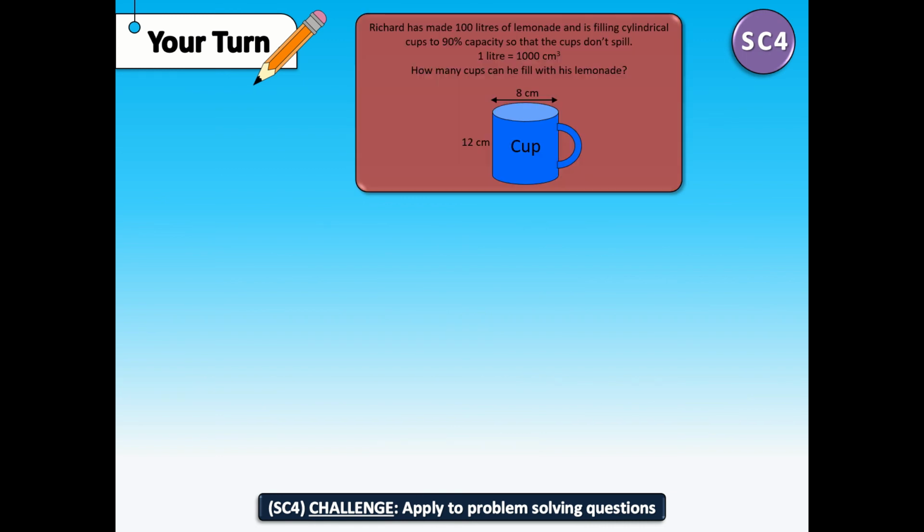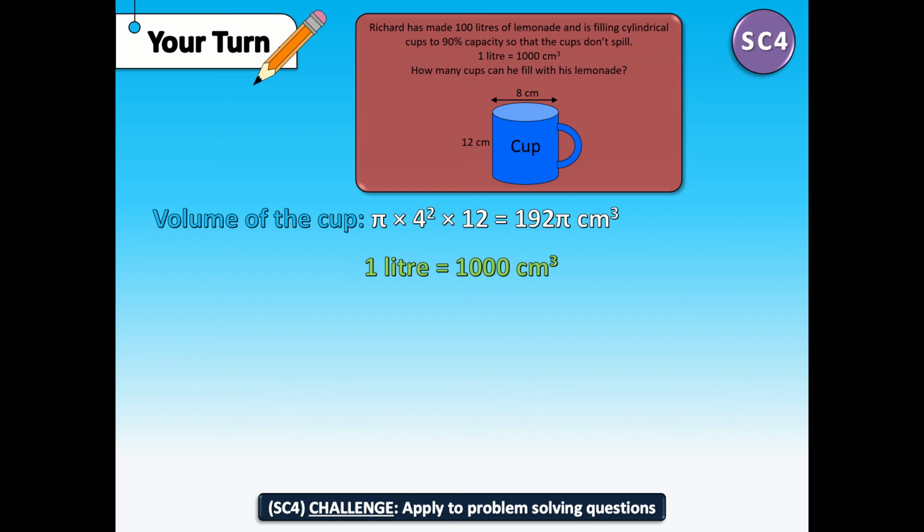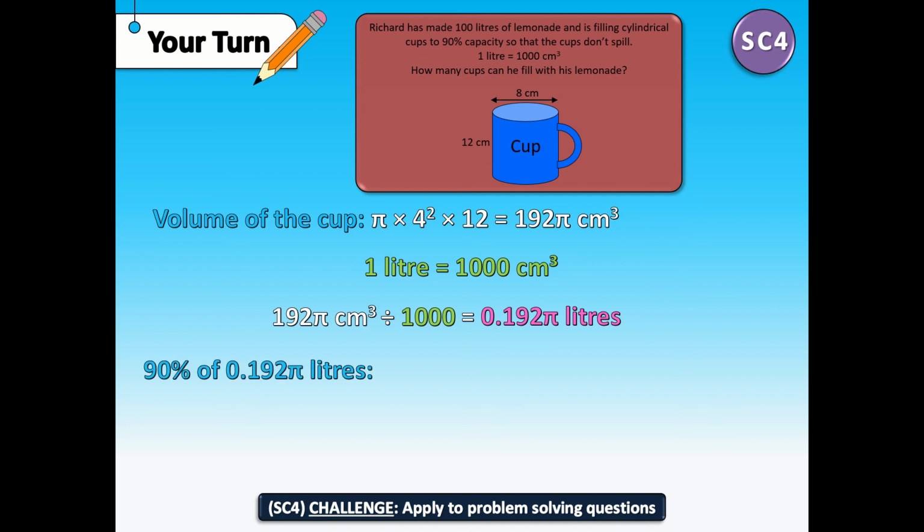For the red question, work out the volume of the cup, that's 192 pi. And 1 litre is 1,000 centimetres cubed. So if we divide that by 1,000, that'll tell us the cup can hold 0.192 pi litres. Now 90% of that, to find 90% of something, you times it by 0.9. So each cup needs to hold 0.1728 pi litres.